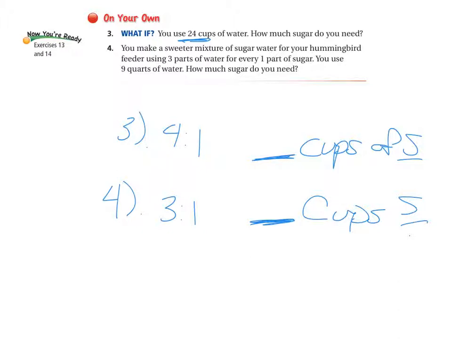So with the 4 to 1 ratio with 24 cups, again, I have 4 over 1 equals 4 over x. I would take 4 times 6, so I would also take 1 times 6. You should get 6 cups of water. For the sweeter mixture, 3 over 1 is equal to 9 over x. Again, what did I take times 3 to get 9? I have to do the same thing to 1, so I should get 3 cups of water for number 4.